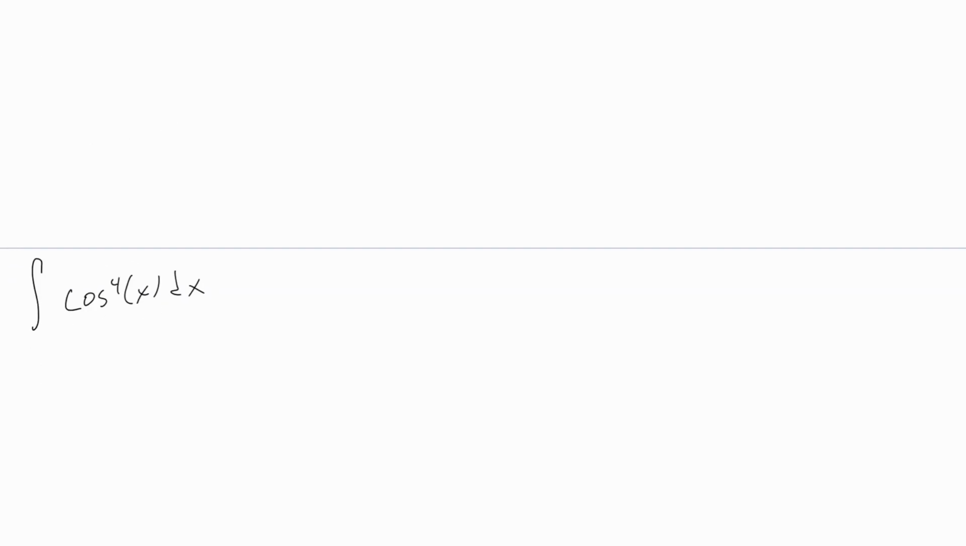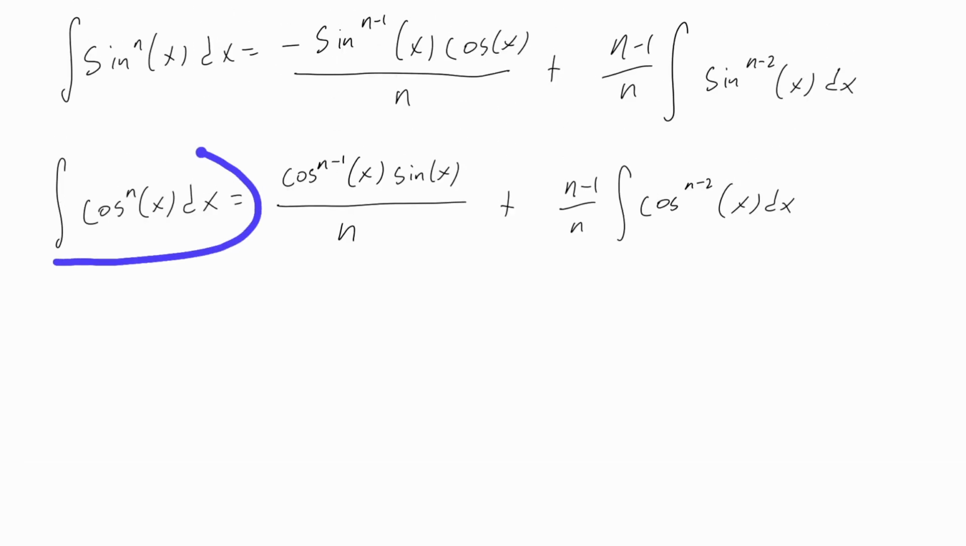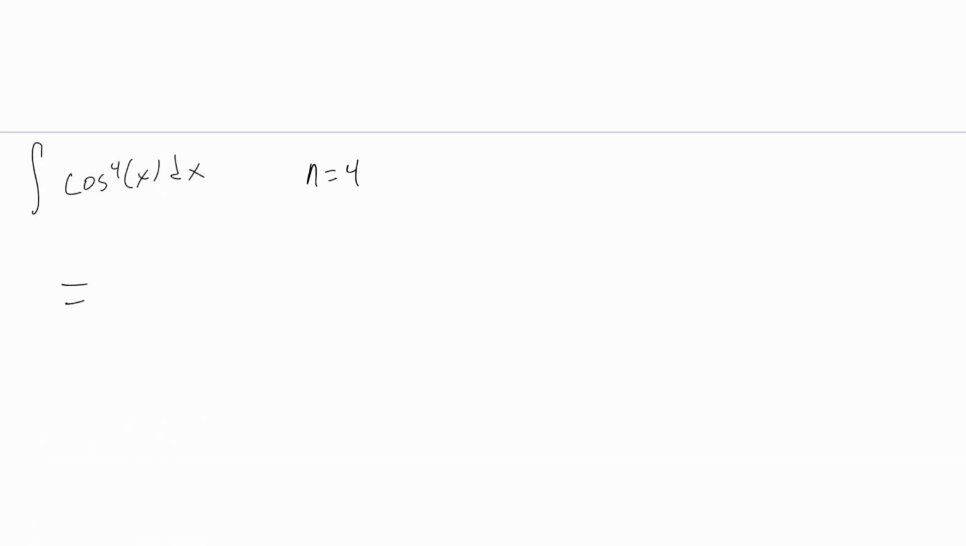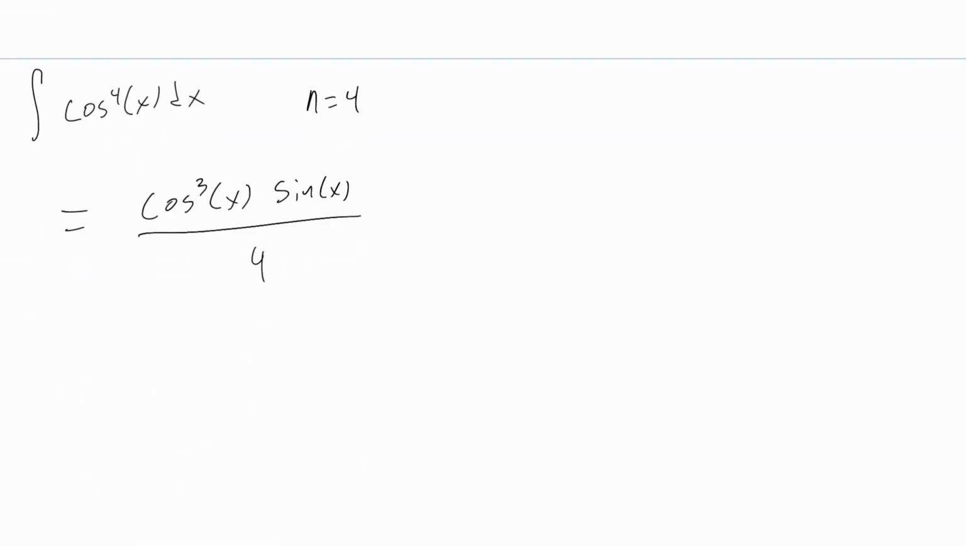All right, so here my n equals 4, because my exponent is 4. And so we know that the integral of cosine to the fourth is the same as cosine cubed of x times sine of x over 4, plus, and remember my n is 4, so this becomes 3 over 4 times the integral of cosine squared of x dx.